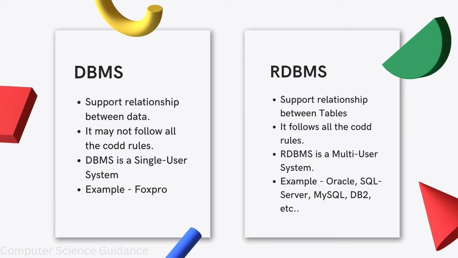Difference between DBMS and RDBMS. DBMS supports relationship between data. RDBMS supports relationship between tables. DBMS may not follow all the Codd rules, but RDBMS follows all the Codd rules. DBMS is a single user system and RDBMS is a multi-user system. A DBMS database example is FoxPro, and on the other side, RDBMS database examples are Oracle, SQL Server, MySQL, DB2, etc.